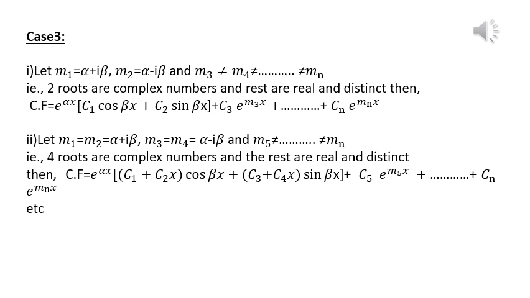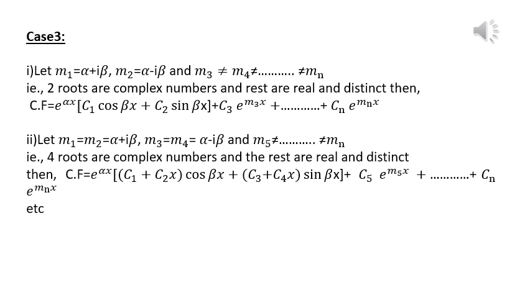So in this case, the complementary function rule is: write CF is equal to, inside the square bracket, you have to write two terms. In the first term, put your small bracket. Inside the bracket, write C1 plus C2x. Outside the bracket, cos beta x. In the second term, inside the small bracket, write C3 plus C4x. Outside the bracket, sin beta x.